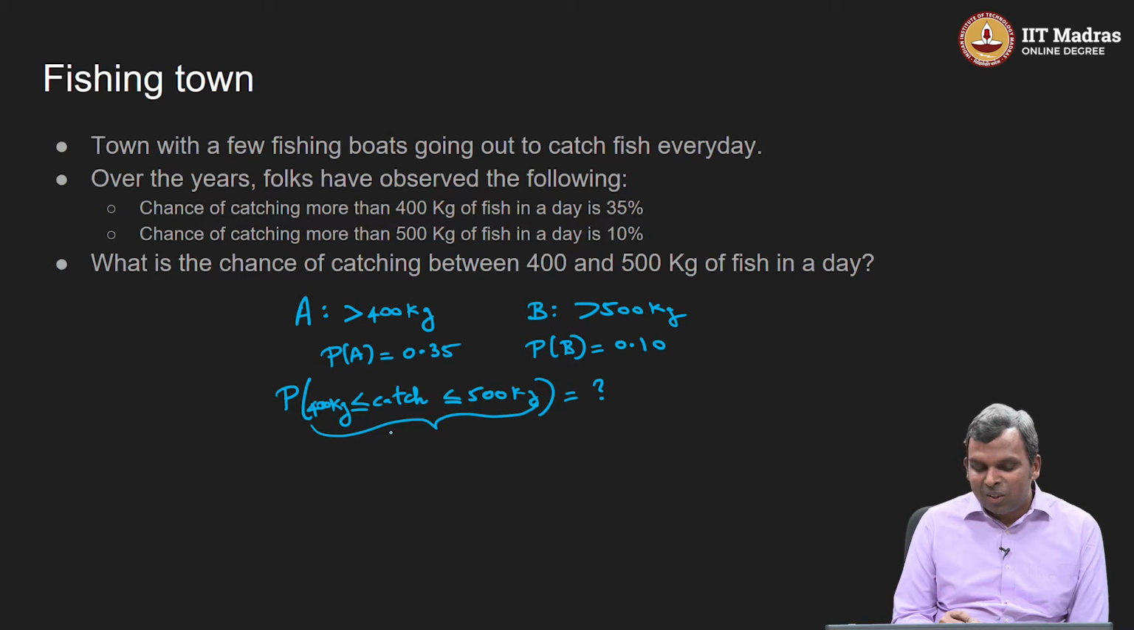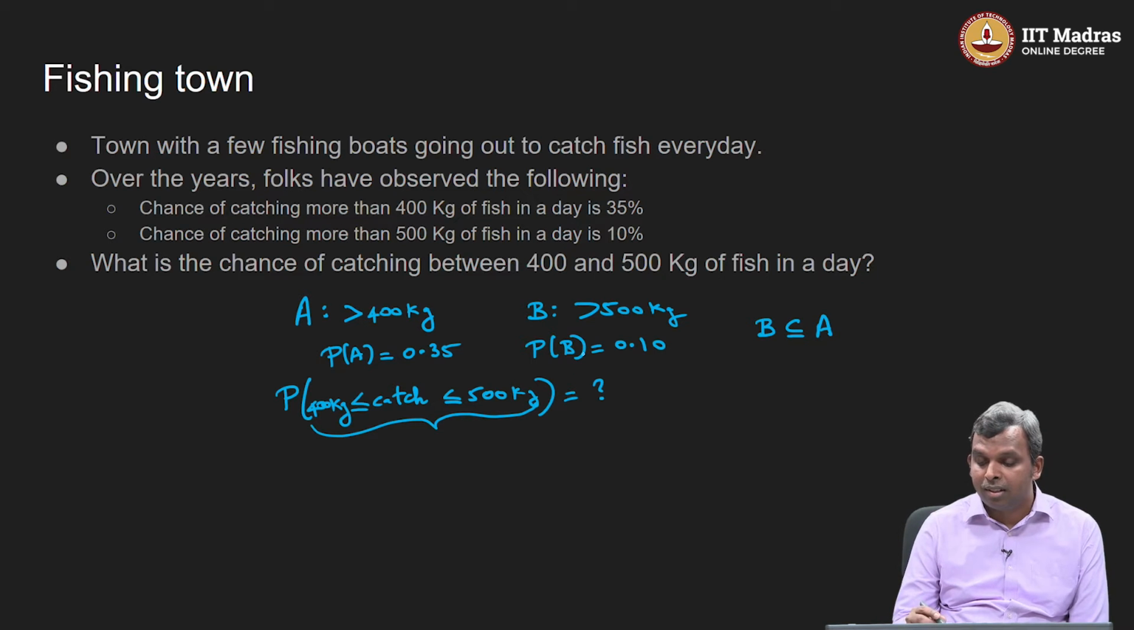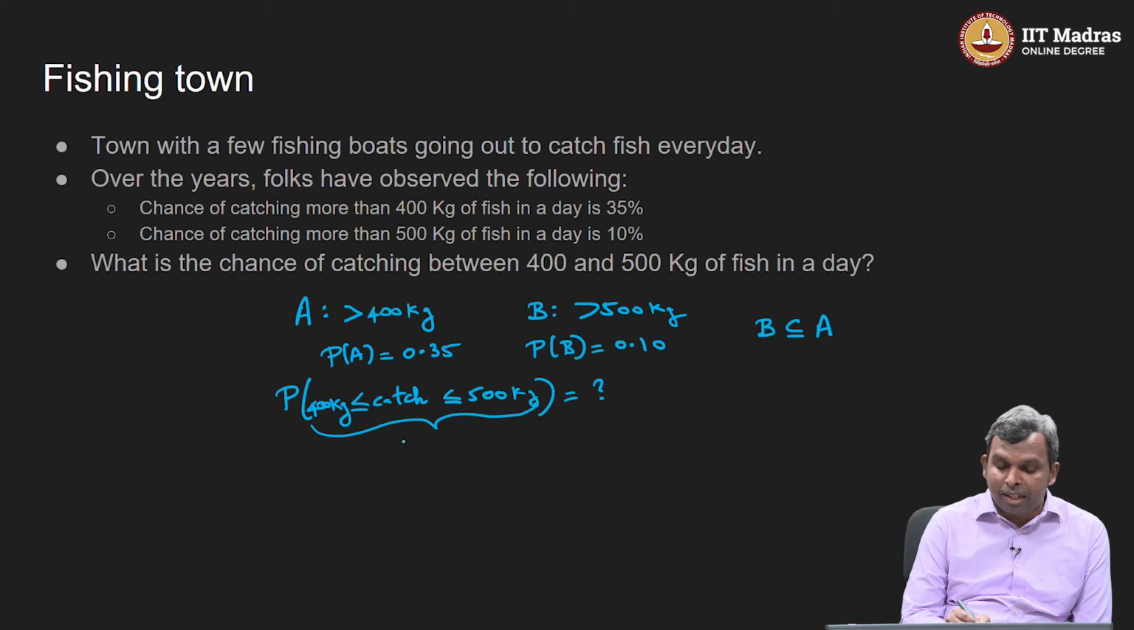Notice something very interesting here. What is this event that we are interested in? It's between 400 and 500. A is greater than 400, and B is greater than 500. So you will notice that B is a subset of A, clearly. If you got greater than 500, you also got greater than 400. But you can get greater than 400 without getting greater than 500. So B is contained in A, and this event is one where A must have occurred, but B must not have occurred.